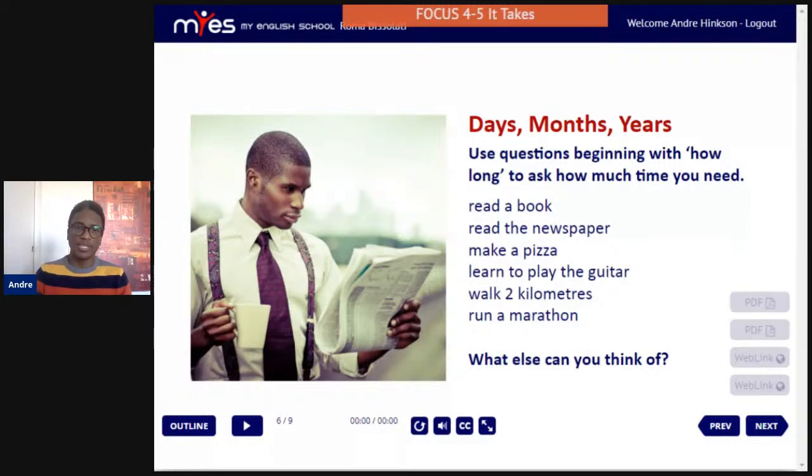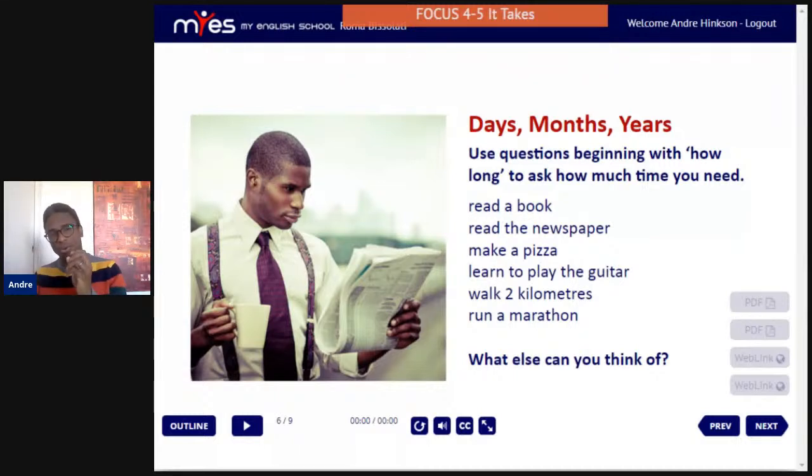So, how long does it take to make a pizza? Now, this is an interesting question because if you're making the pizza from the start, then it takes longer. If you bought the pizza in the supermarket and you're putting it in the oven, then it's shorter because the pizza was already made. But if you're making the pizza from the beginning at home, it usually takes a longer time. I would say it takes maybe about 3 hours to make a pizza.